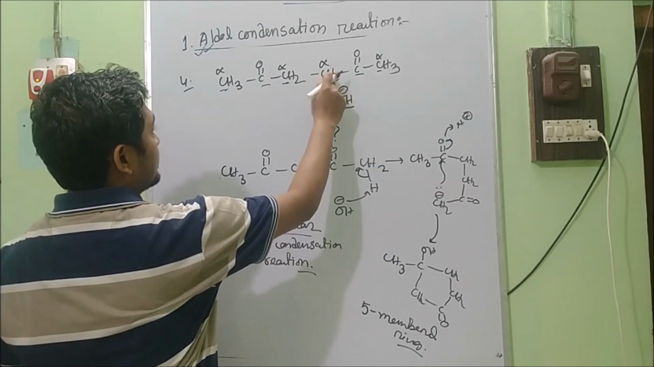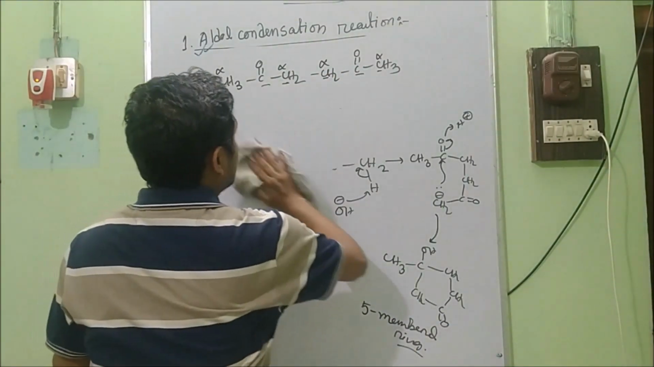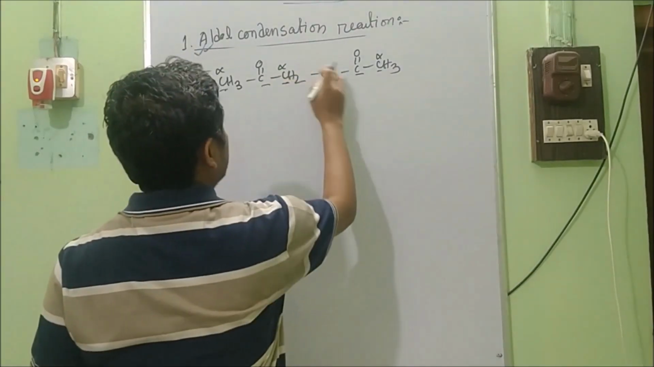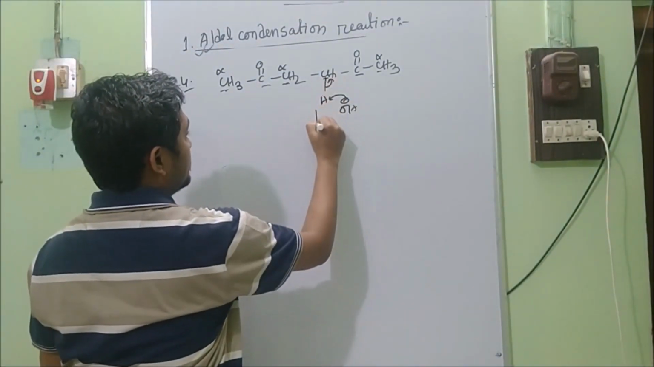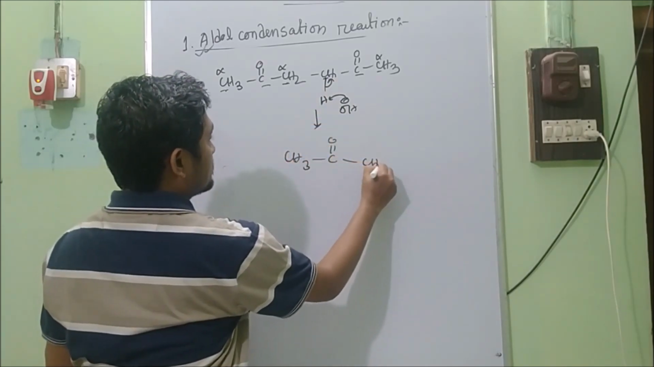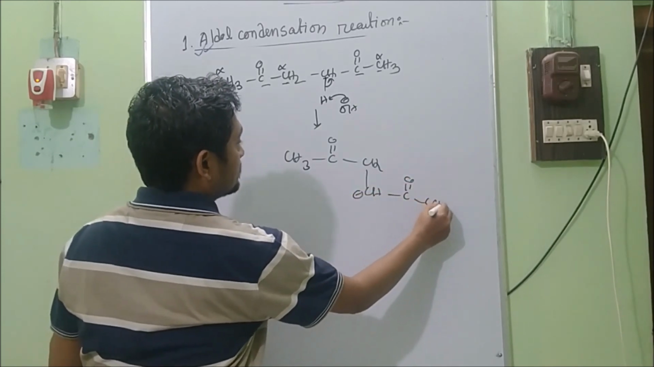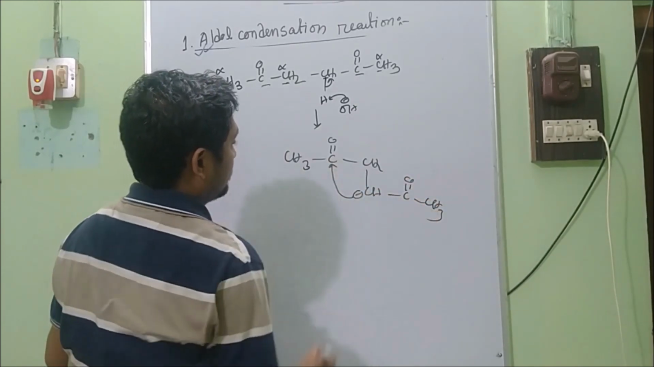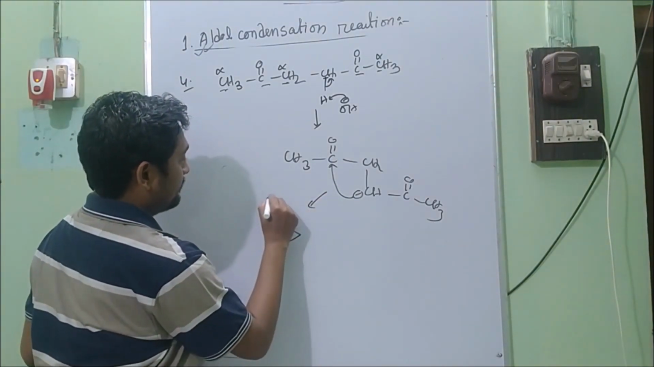Again, if we take H plus from here, I am showing. Again, if we take H plus from here, we can take H plus from here also. So the negative charge will be on this carbon, CH3CO CH2 CH negatively charged CO CH3. Now it can attack here. So if it attacks here, then there will be a 3-membered ring.